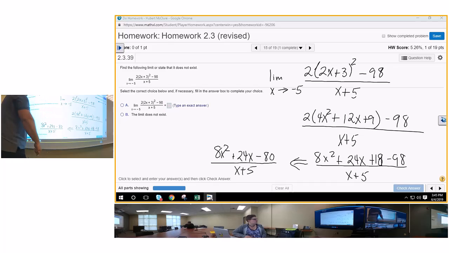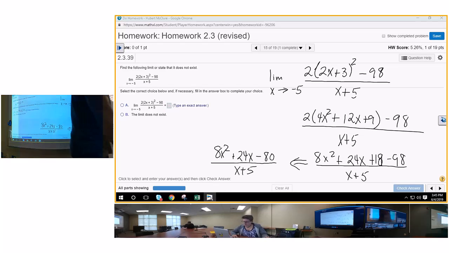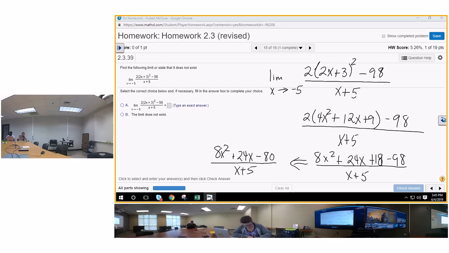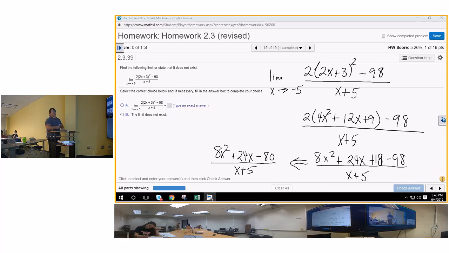Now what? When in doubt, factor it out. See what you get. This is a prime example of 80% algebra and 10% limit, because we haven't even done the limit yet. That's why people suck at calculus. You could factor out an 8 if you want to. That'll give you what? X squared plus 3x minus 10.